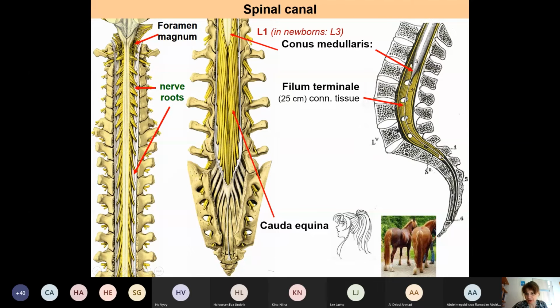Actually, this is the continuation of the pia mater, the innermost layer of the meninges, and it exits the sacrum through the sacral hiatus, and it is fixed to the coccyx. So it is important for the fixation of the spinal cord. It's about 25 centimeters long, and you will see that it has another color than the nerve roots, so we can distinguish it from the nerve roots.